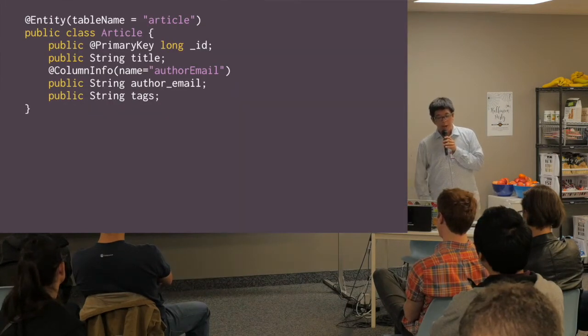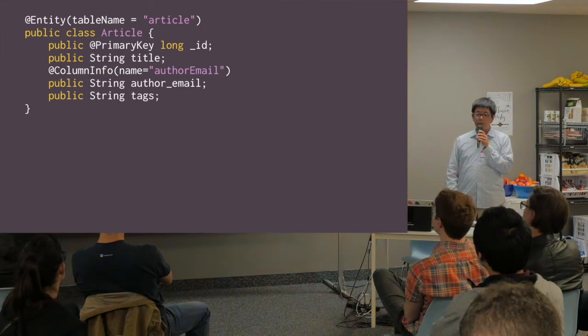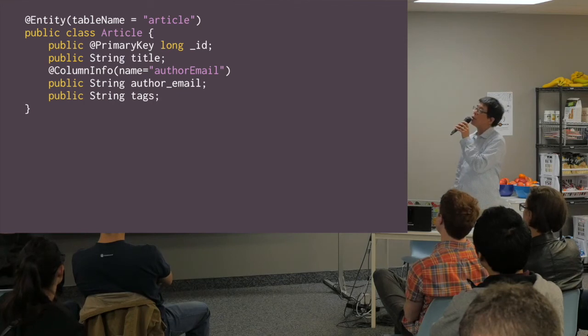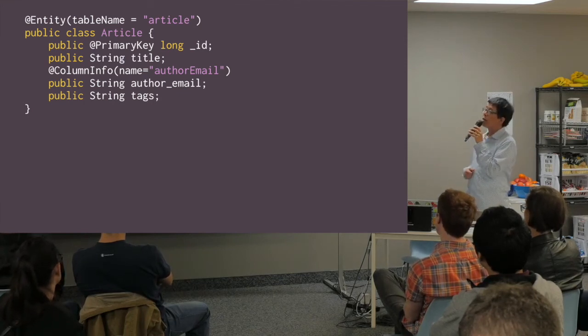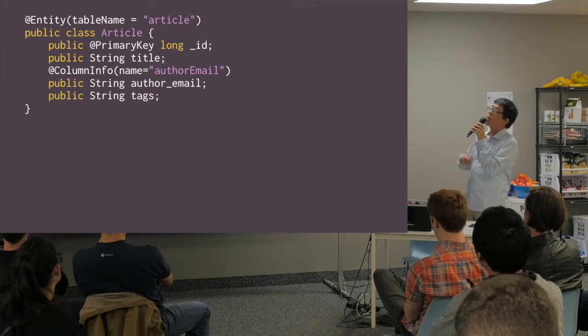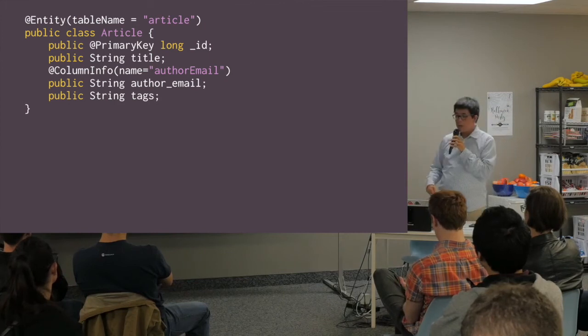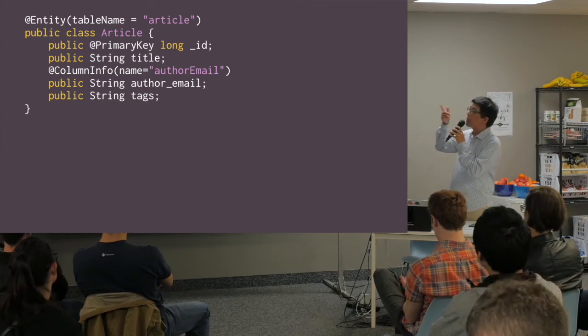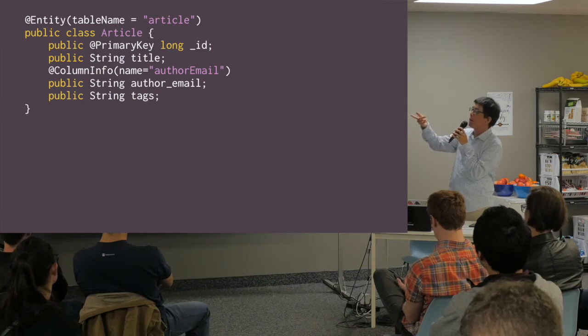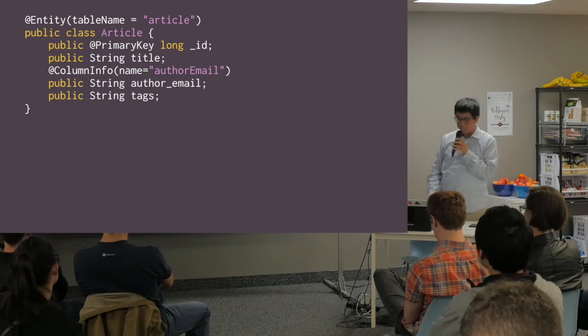So let's quickly look at how you create entities. So this is very similar, again, to ORMLite. You have a Java class that represents your entity, your table. You tell it with annotation elements how to name the tables and columns. And you have constraints that you would specify in the elements to the column info.